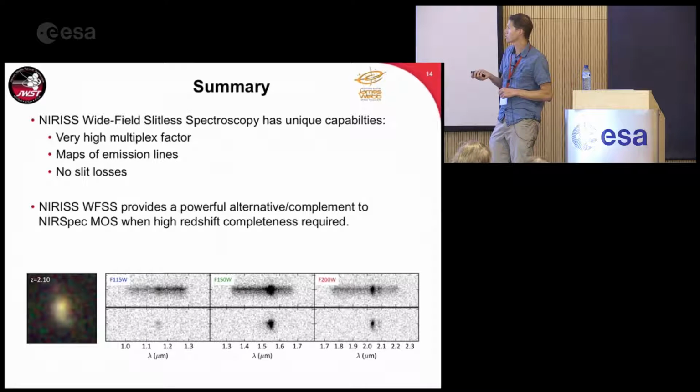And finally, here's another simulation. So this is a redshift 2.1 galaxy. And at this redshift, you get different emission lines turning up in each of these 3 filters. So you can see we have an emission line map for H alpha, O3, and for O2.